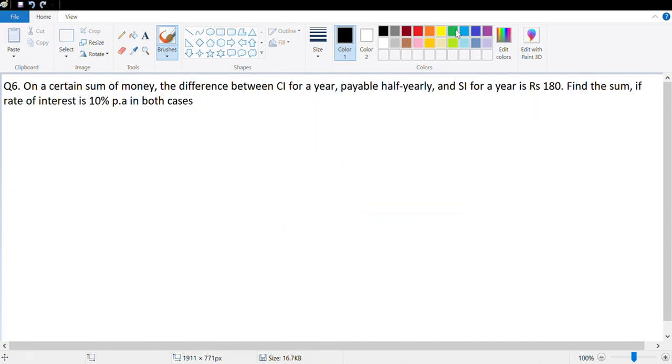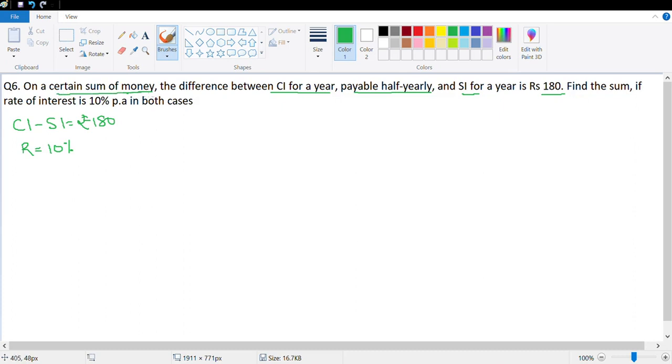The next question we do is question number 6. It says, on a certain sum of money, the difference between compound interest for a year, payable half yearly, and simple interest for a year is 180. So what is given is compound interest minus simple interest is equal to rupees 180. Rate is 10% for both compound interest and simple interest.